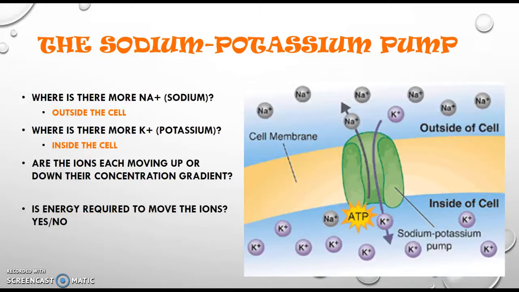So the next thing that we want to look at is which way these ions are moving. We see that the potassium is going from the outside of the cell to the inside of the cell. So it's moving from an area of low concentration to an area of high concentration. The sodium is moving to the outside of the cell, but it is also moving from low concentration to high concentration. So we say that it is moving against their gradient or up their gradient. And yes, this requires energy.